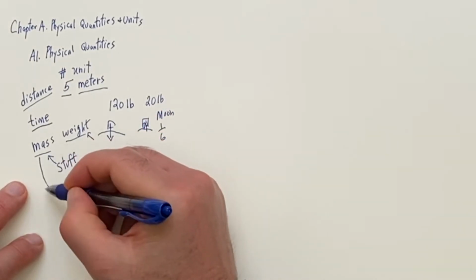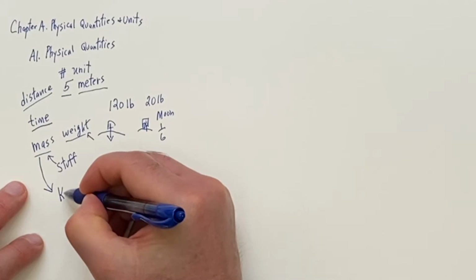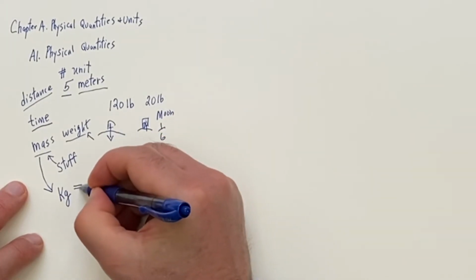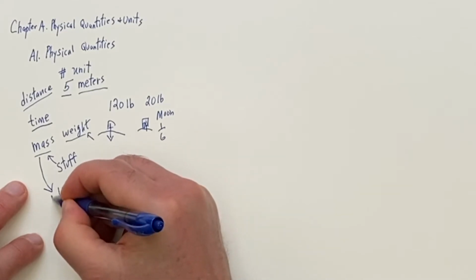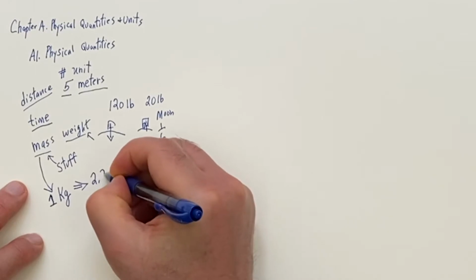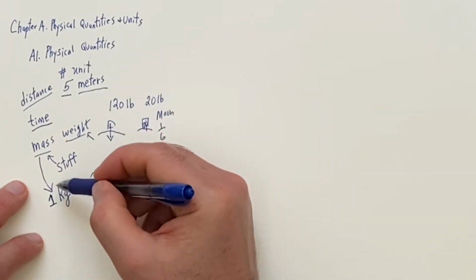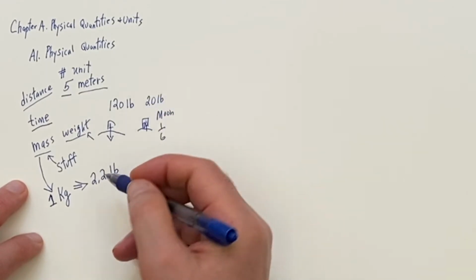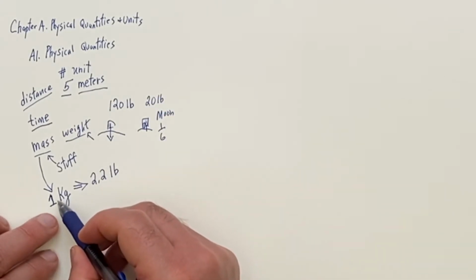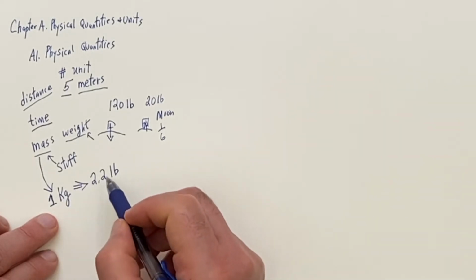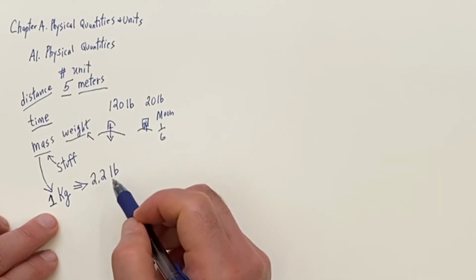So mass, proper units for mass would be the kilogram. And if you put 1 kilogram on Earth, that's going to weigh 2.2 pounds. Now here we're looking at two different systems of units. This is metric and this is the British system. But just to illustrate, if you take the 1 kilogram on the moon, it's still 1 kilogram, but the weight, you'd have to take 1/6 of it.